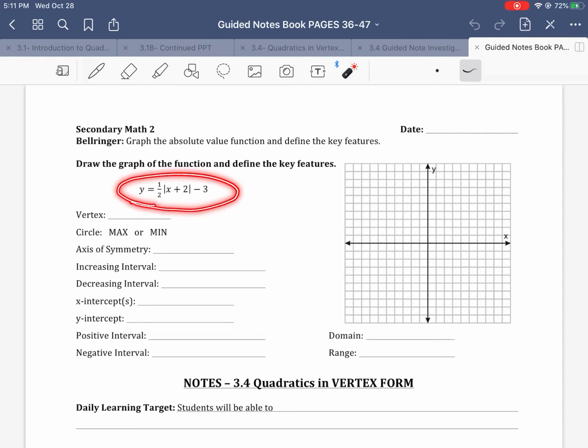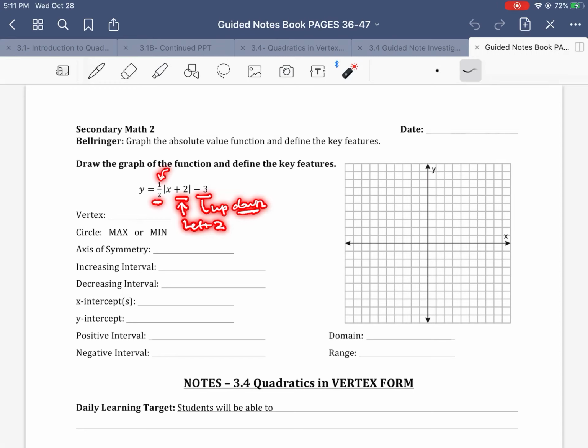It gives you a function right here and asks you to draw the graph of the function and define the key features. Notice this is absolute value. As soon as we see those absolute value bars, we know that this is going to create a V. And remember, we know that these pieces transform it. If it was something at the end, this moved it up or down. It looks like it's subtracting 3, so we're going to go down 3. This one moved it left or right, and this one was always the opposite of what we saw, so this was going to go left 2.